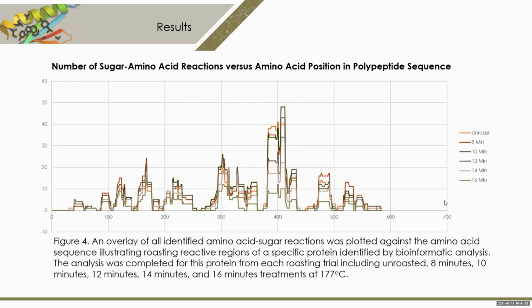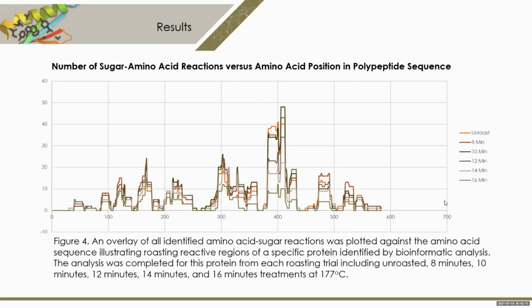All the different roasting treatments are shown in different colors, from raw all the way to darkly roasted. And if you look at the peak around amino acid number 400, you can visualize how the amino acids in that section of the protein react as time increases. So we can know which amino acids are producing flavor.